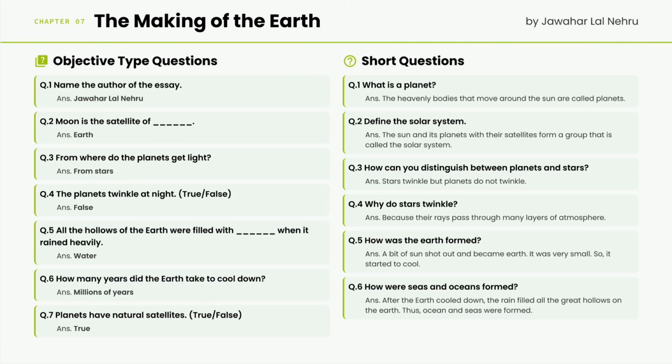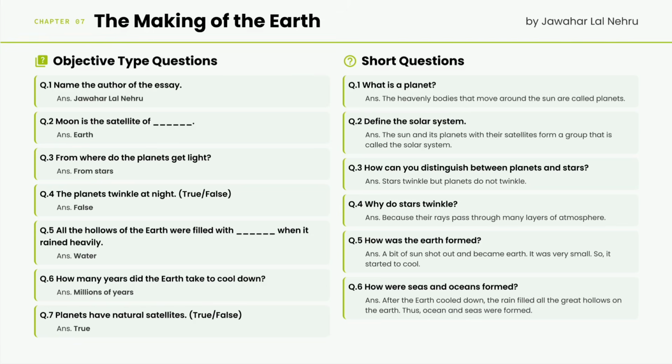Answer: From stars. Question 4. The planets twinkle at night. True or false? Answer: False. Question 5. All the hollows of the earth were filled with ______ when it rained heavily. Answer: Water. Question 6. How many years did the earth take to cool down? Answer: Millions of years. Question 7. Planets have natural satellites. True or false? Answer: True. Short questions. Question 1.